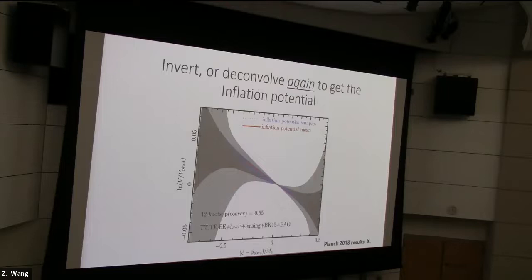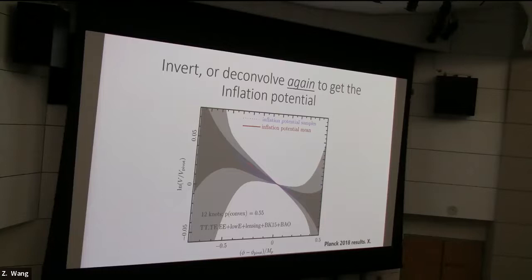And this is what they got. So the linear spectrum from the CMB anisotropy goes to the inflaton potential, and they tried to reconstruct what scalar potential was needed to produce the linear power spectrum that they reconstructed from the CMB temperature. And this is what they got.